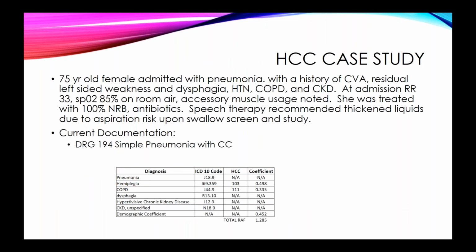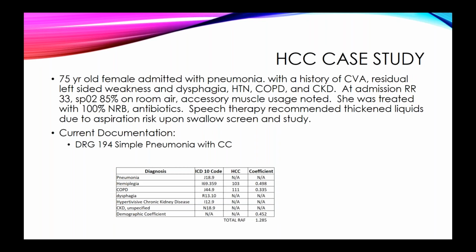So here's a quick case study. We had a 75-year-old female who is admitted with pneumonia, with a history of CVA, residual left-sided weakness and dysphagia, hypertension, COPD, and CKD. At admission, her respiratory rate was 33, her SpO2 was 85% on room air, accessory muscle usage was noted, and she was treated with 100% non-rebreather and antibiotics. Speech therapy recommended thickened liquids due to aspiration risk upon swallow screen and study.